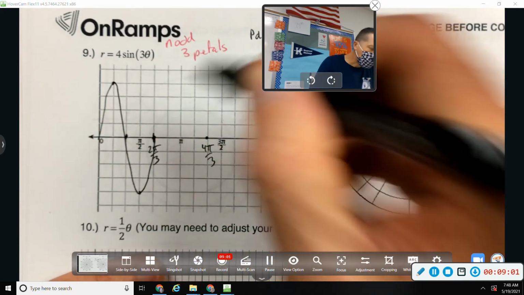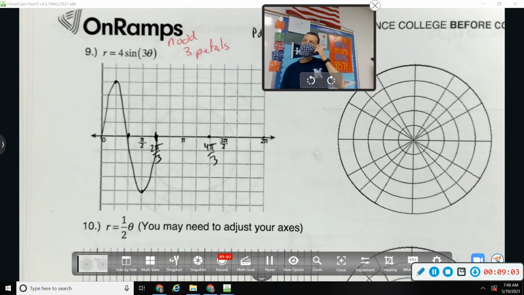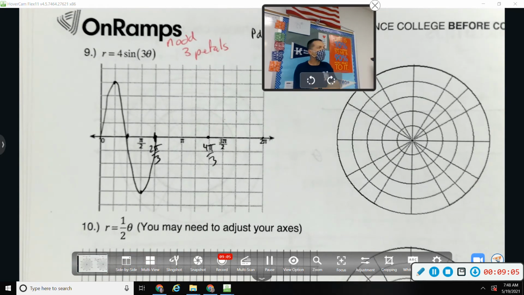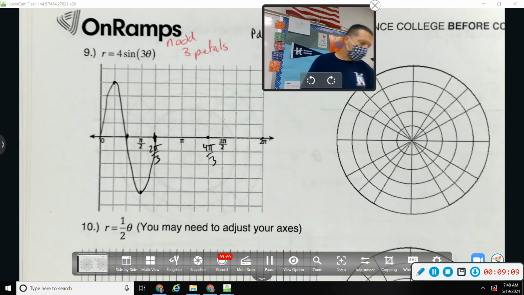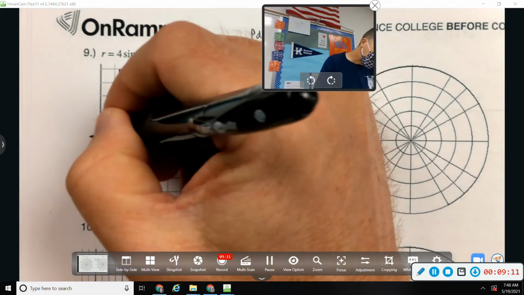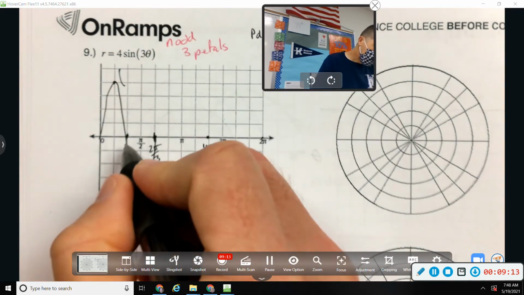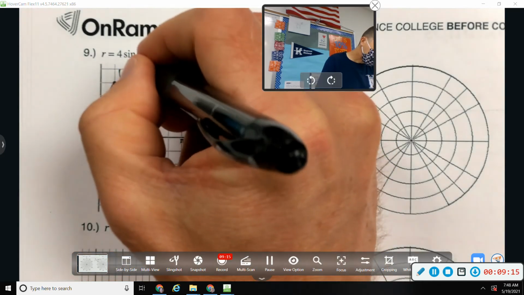Doing this helps us figure out where the first petal is. Remember we said sine doesn't start at 1, sine starts at 0. So our first petal is at pi over 6. I think that's what our grid is.